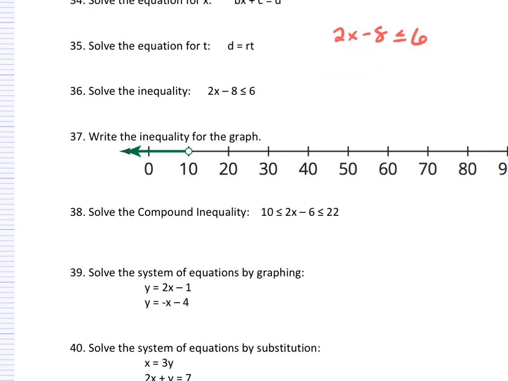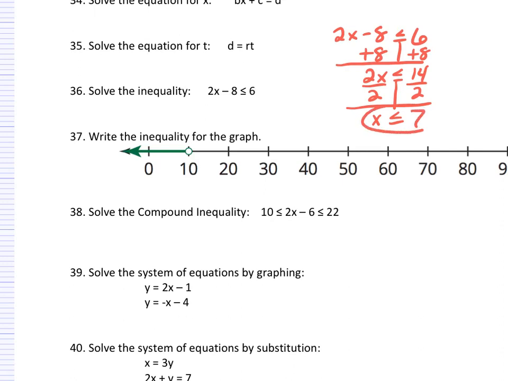Number 36, I just need to solve this inequality, and we're going to do it the same way we've been doing it. The opposite of subtracting 8 is adding 8. So I get 2x, and I do not flip my symbol on adding or subtracting. So I get 2x is less than or equal to 14. And then I need to divide by 2. And again, I do not flip my symbol when I divide by a negative. I'm sorry, when I divide by a positive 2. I only flip it when I divide or multiply both sides by a negative. So I get x is less than or equal to 7.